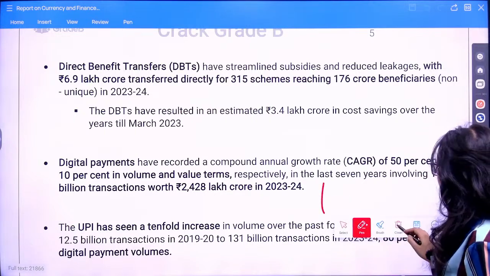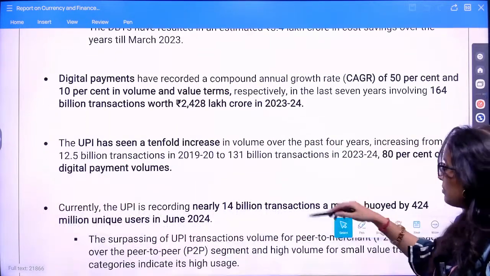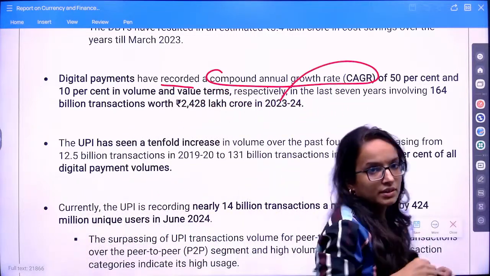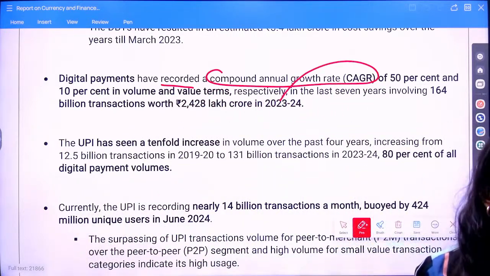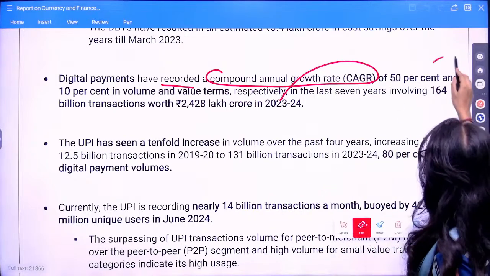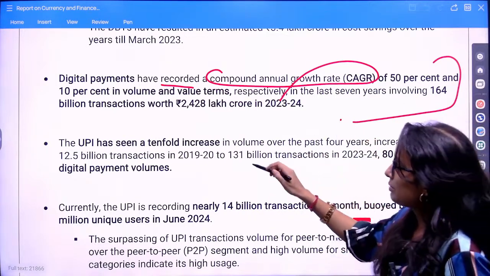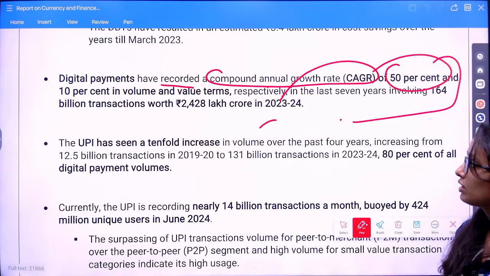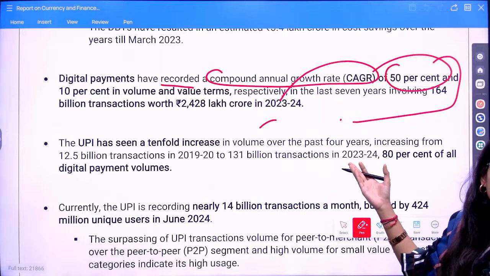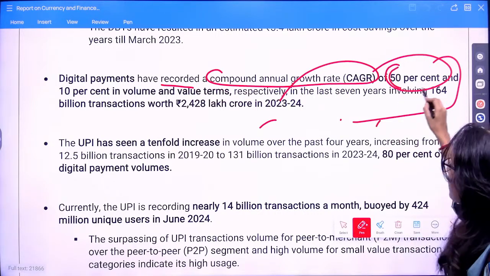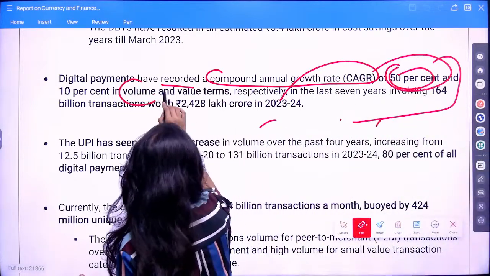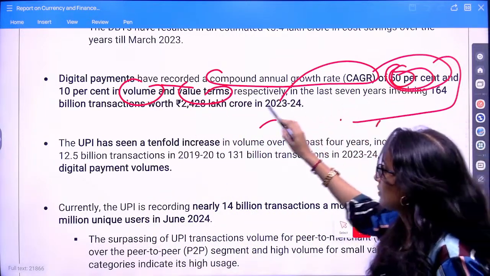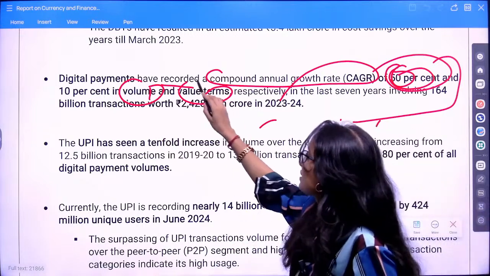Then if you talk about digital payments, they have recorded a compound annual growth rate. Digital payments are also growing exponentially. This area is important, and I'm telling you, you should remember these figures. Digital payments have recorded a compound annual growth rate of 50% and 10%, in volume and value terms respectively. We are talking about India's experience only.